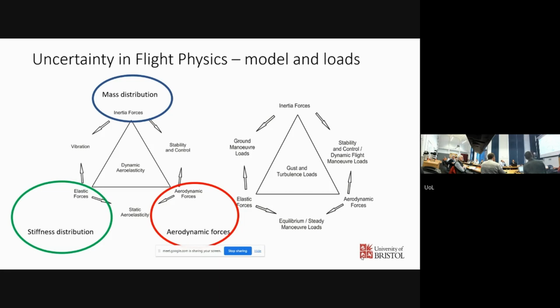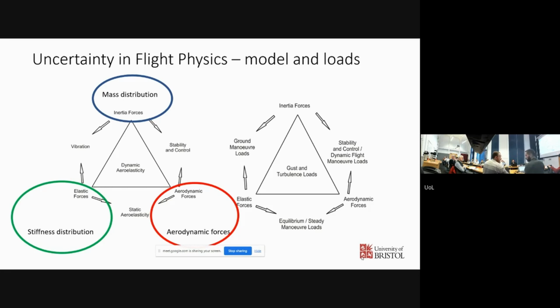That triangle on the left is the Collar's aeroelastic triangle, which shows that everything that happens with an aircraft depends upon the inertia, so the weight, the stiffness distribution, and the aerodynamic forces. So everything from the shape that the aircraft takes in flight, through to its fuel burn, and then how it responds to things like gusts or landing loads. So that's the loads triangle, not so well known, on the right-hand side.